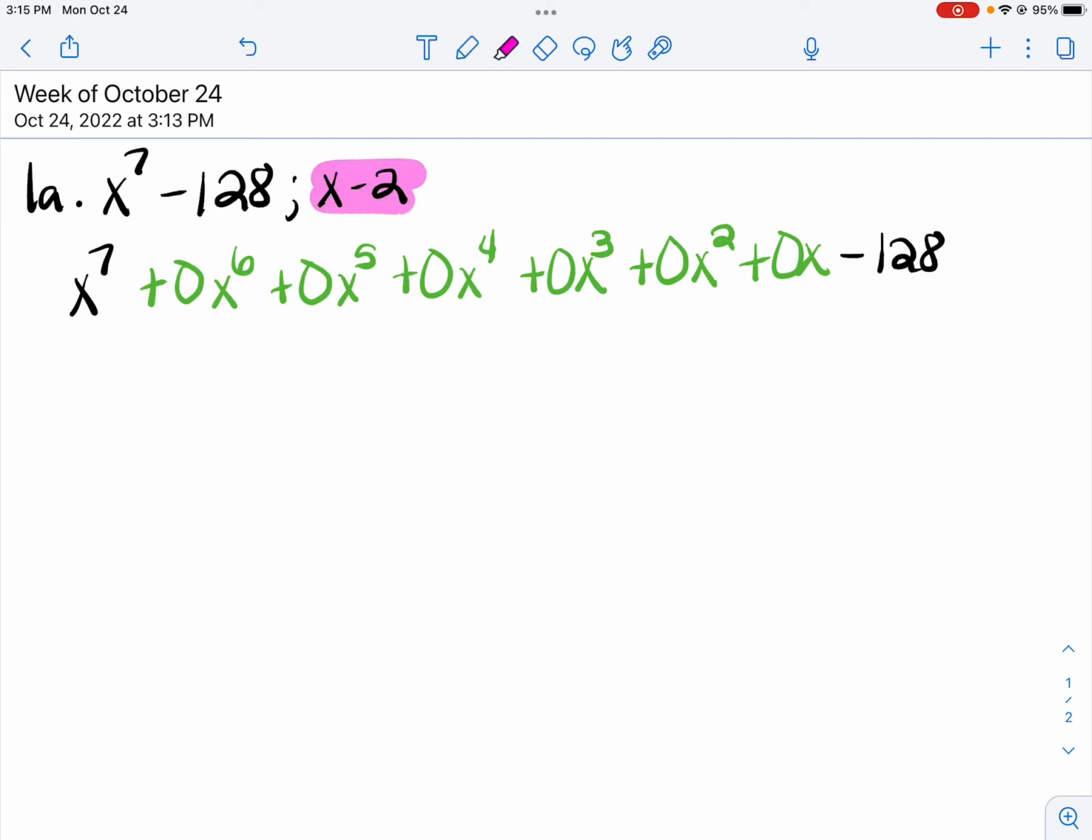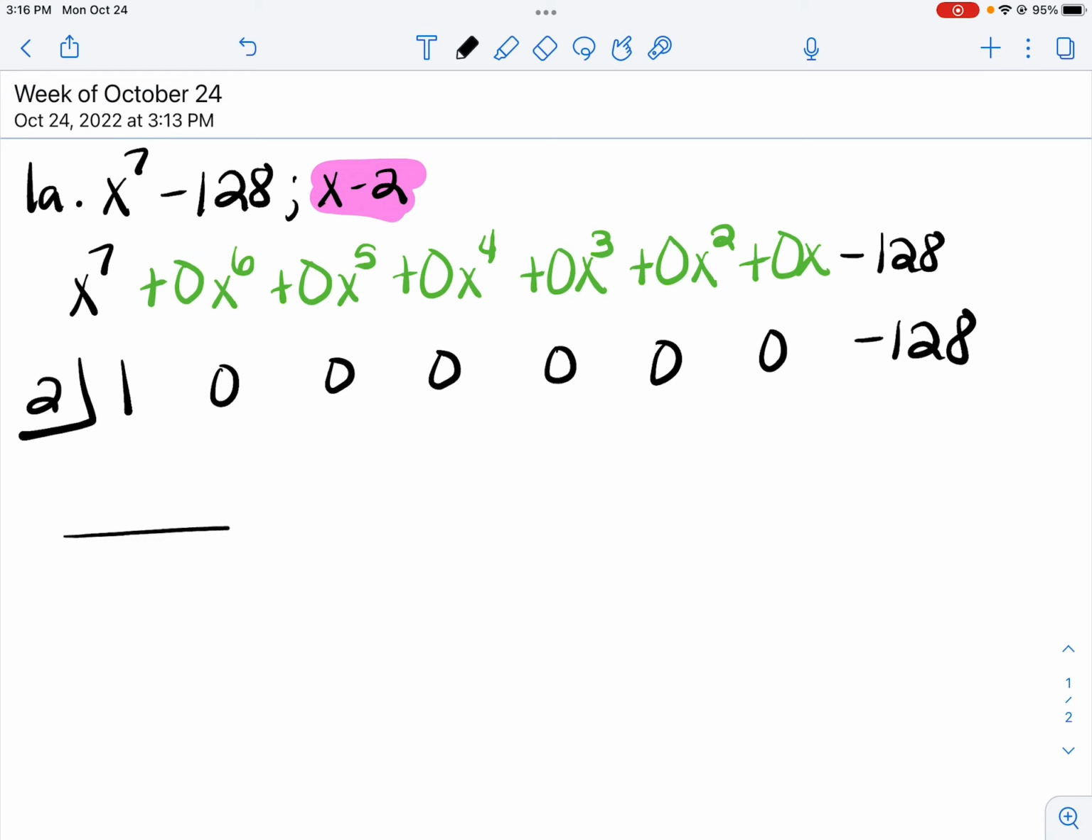Here, because we have an x minus 2, it's not just 2 or negative 2. We take the opposite of what's with the x. So I'm going to put 2 in the box. List your coefficients, and bring down the 1.